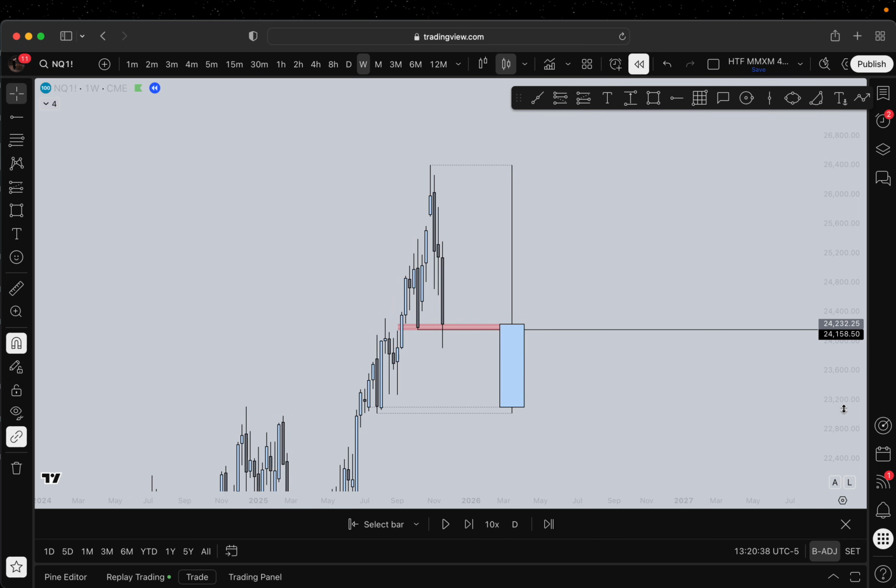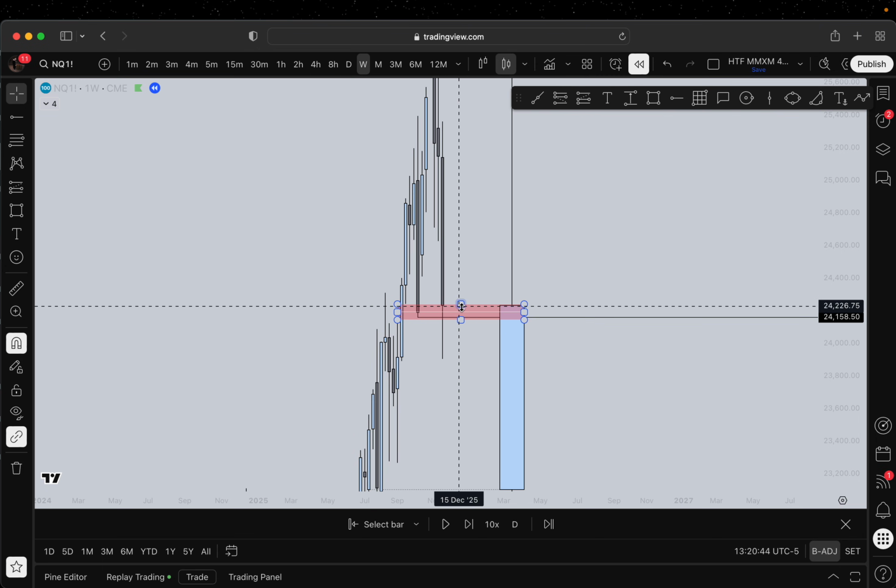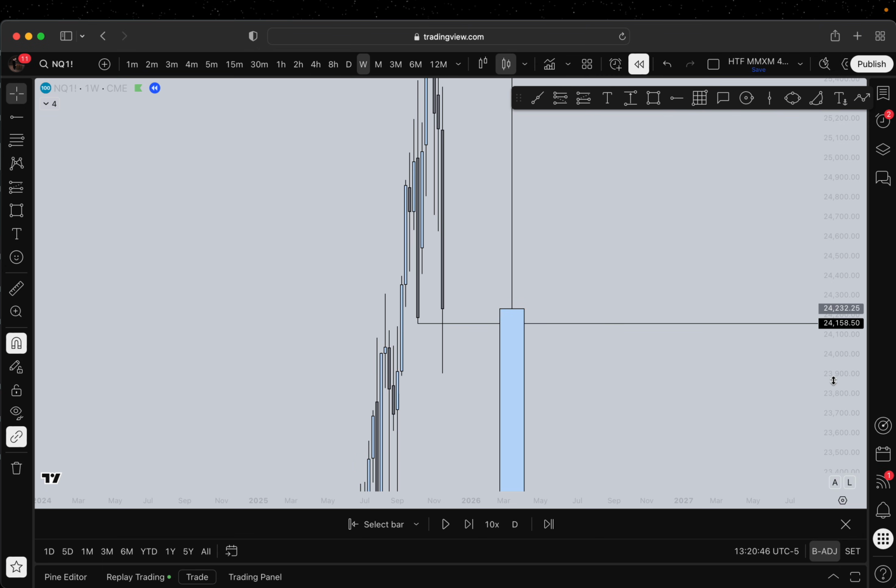High time frame going to the low time frame. Well, on the weekly chart, we are sweeping an intermediate weekly low inside of this fair value gap. So if it's external range liquidity on the high time frame, what am I looking for? Well, internal range liquidity to target.